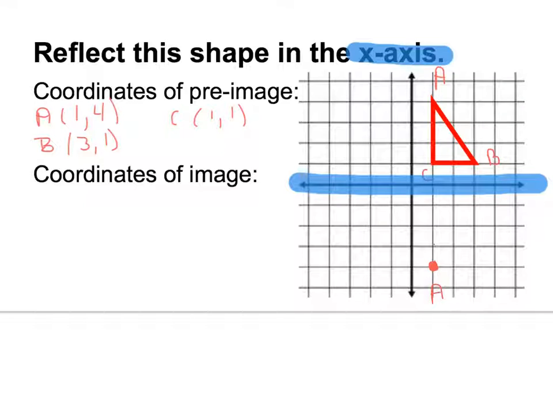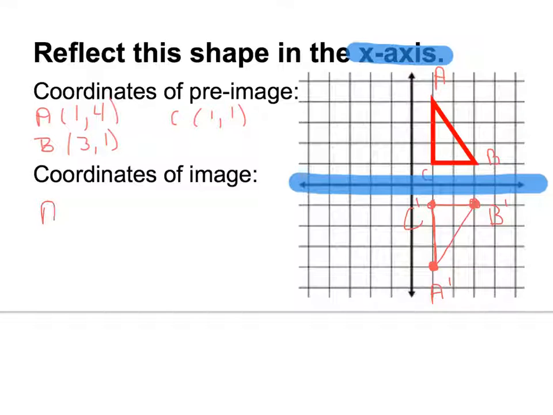So here is A prime. Next with B, B is 1 above the x-axis, so we'll go 1 below the x-axis. Right here, that's going to be our B prime. And then C is 1 above the x-axis, so we're going to go 1 below the x-axis. That is our C prime. Now go ahead and connect those, and we have our reflected shape.